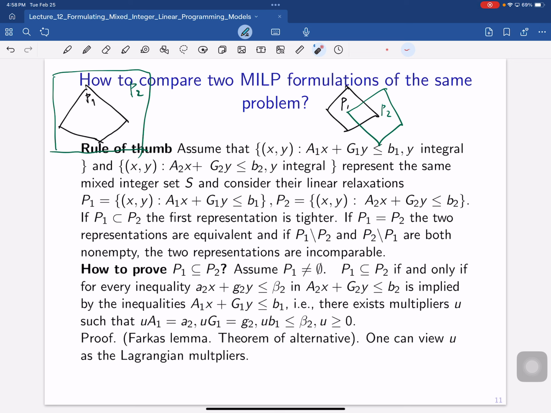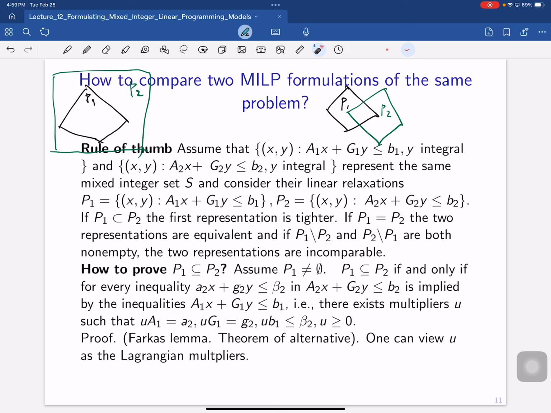So again, if you want to show P1 is more constrained than P2, you can check for each single constraint in P2, it is implied by the constraint in P1. With that, you can show the constraint in P2 is a result of the constraints in P1. When the constraints in P1 hold, all the constraints in P2 must hold. So therefore, you already show P1 is a subset of P2.